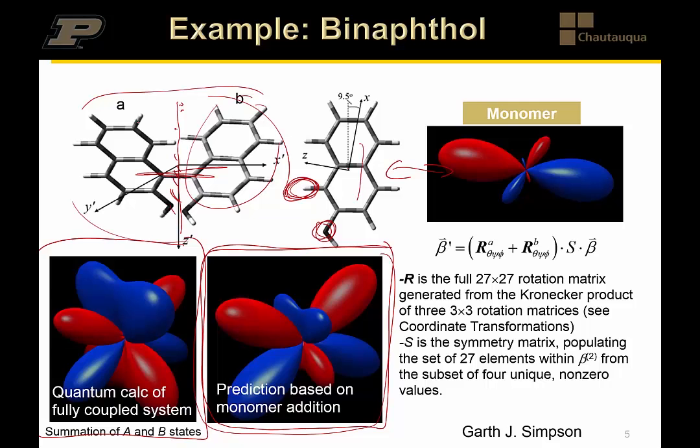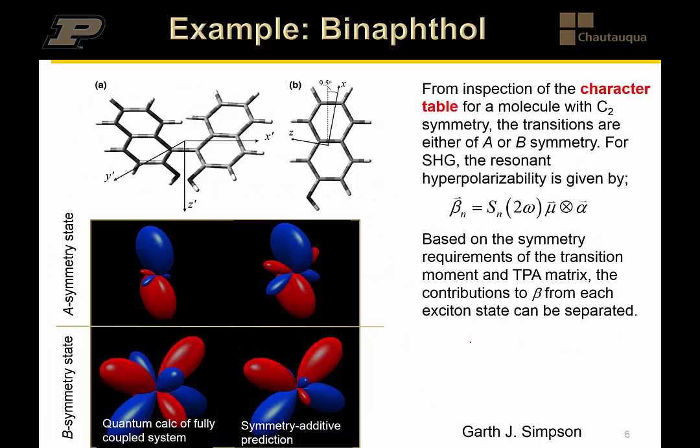They're not terrible. Quantitatively, they're off, right? Because the amplitude of this double-sided lobe is smaller relative to these outer lobes than it is in the full quantum chemical calculation. But it's not bad in terms of getting a general sense for what the molecule is doing. It's not great if you're trying to get a full quantitative analysis, but as an initial starting point for interpreting the nonlinear optical properties, this simple addition works remarkably well, even in this system where you don't really expect it to do particularly well.